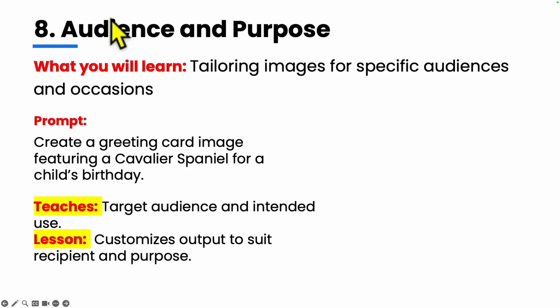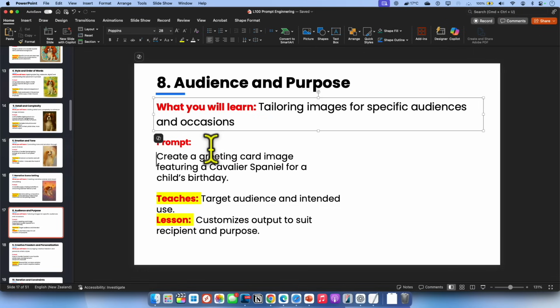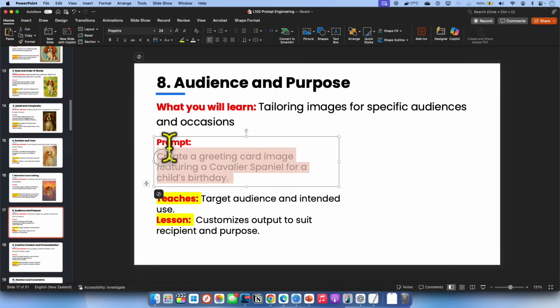Here we are introducing a new concept called audience and purpose. What we are going to learn is how you can incorporate images specific to audience and occasions. The prompt we are going to use is: create a greeting card image featuring a Cavalier Spaniel for a child's birthday. First, let's run this, then we talk about the elements of it.